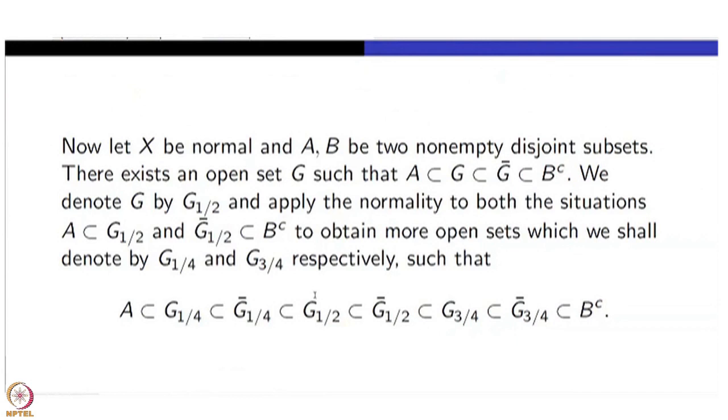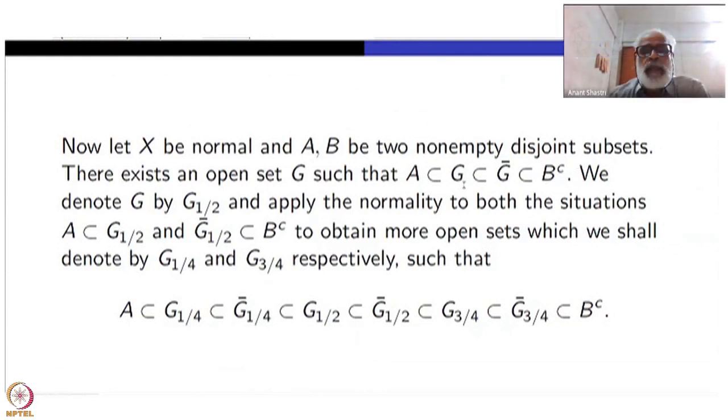Okay. Now let X be normal and A and B be non-empty disjoint subsets. The second condition, the set definition, tells you if you take A and B complement, A is contained in the B complement, A is closed, B is open, there will be an open subset G such that A is contained inside G contained inside G bar contained inside B complement. So I'm using the second condition in the definition of normality.